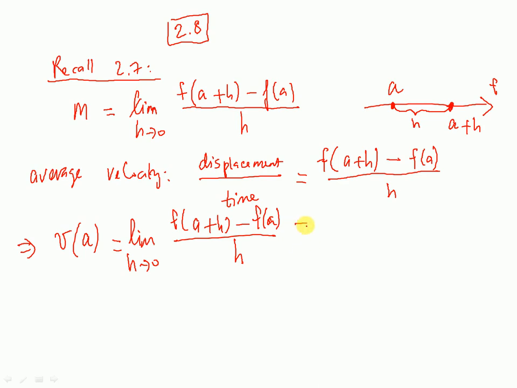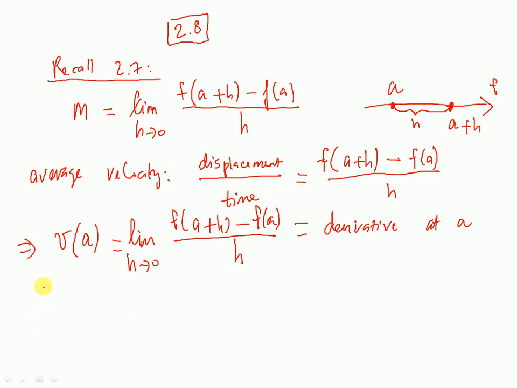Okay, and this is also called the derivative at a. So the derivative at a is actually the limit from the tangent line problem.